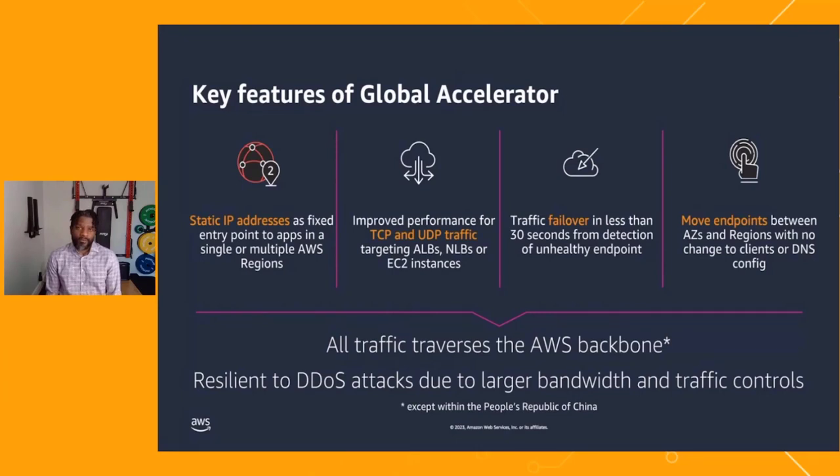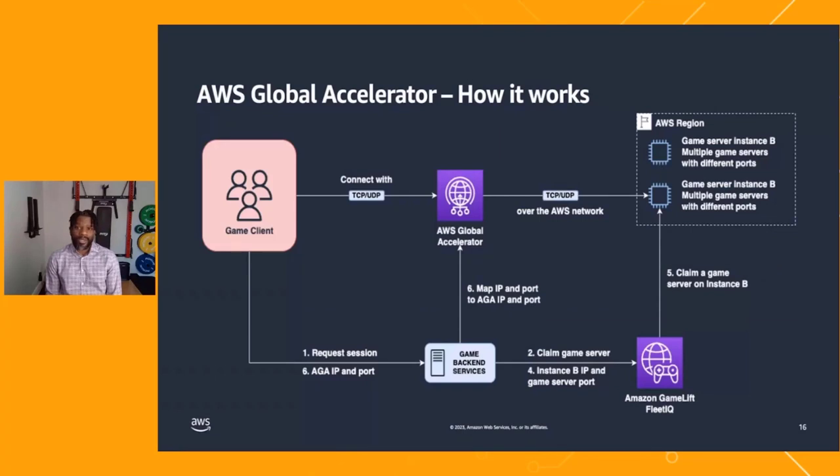Another key feature of Global Accelerator is its ability to facilitate traffic failover in less than 30 seconds upon detection of an unhealthy endpoint. And AWS Global Accelerator actually allows you to move endpoints between availability zones with no change to your clients or your DNS configuration. Now let's take a look at how AWS Global Accelerator actually works.